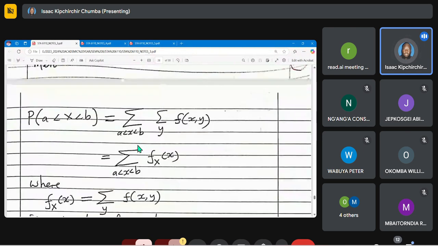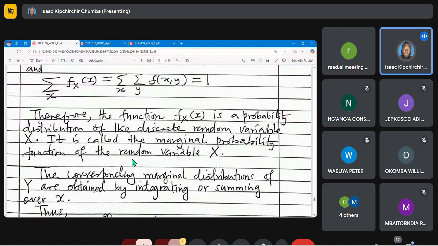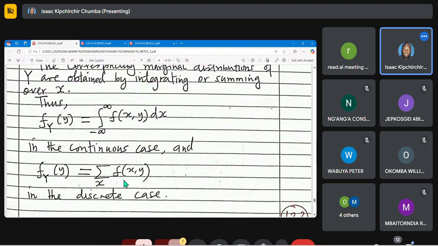So in the first case, we considered the continuous case, and then the next case we have considered the discrete. The corresponding marginal of y is obtained by integrating or summing over x for the continuous case and for the discrete case respectively. So these are the marginals. For the continuous case, integrate the joint over x, you get the marginal of y. And for the discrete case, sum the joint over x, you get the marginal of y.